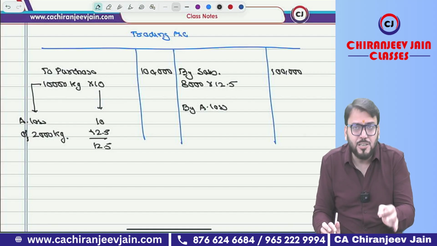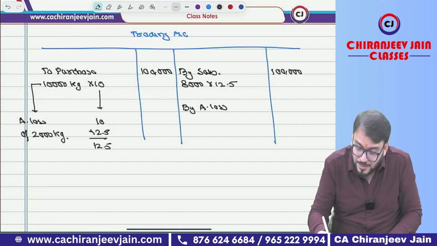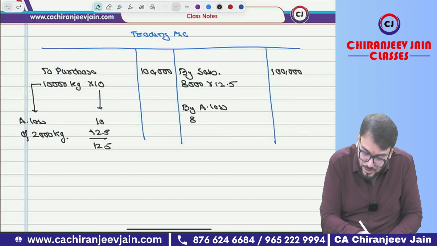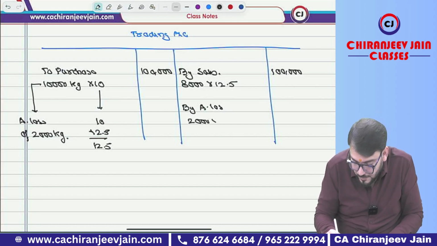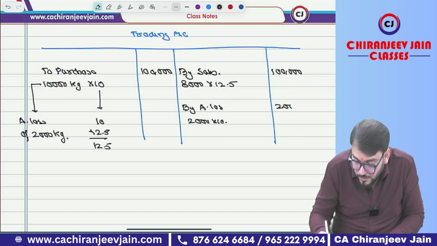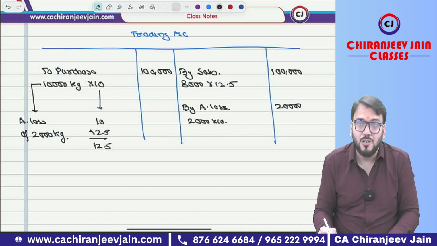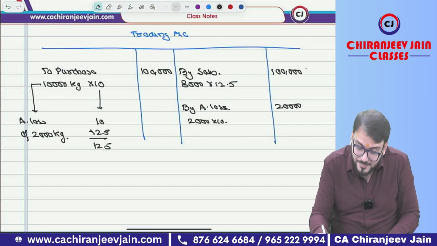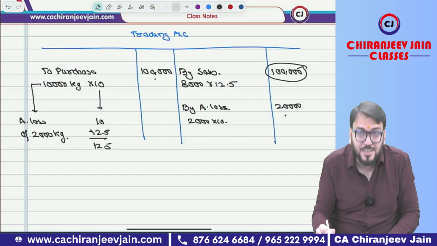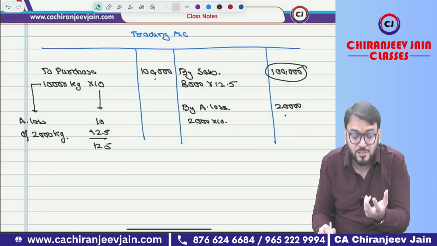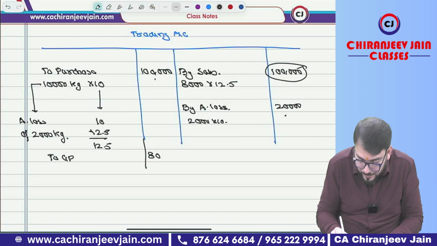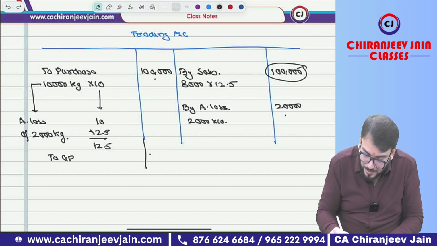Are you getting? Either you can reduce from purchase, abnormal loss to purchase. So what we'll do? Abnormal loss is how much? That is 2,000 into 10. So 20,000 is abnormal loss. And actually you have earned a profit. So your profit is what? 1 lakh is the sale price, and 1 lakh minus 20,000 is how much? 80,000. So 20,000 is GP. So your GP is what? 20,000. Are you getting what I am saying?